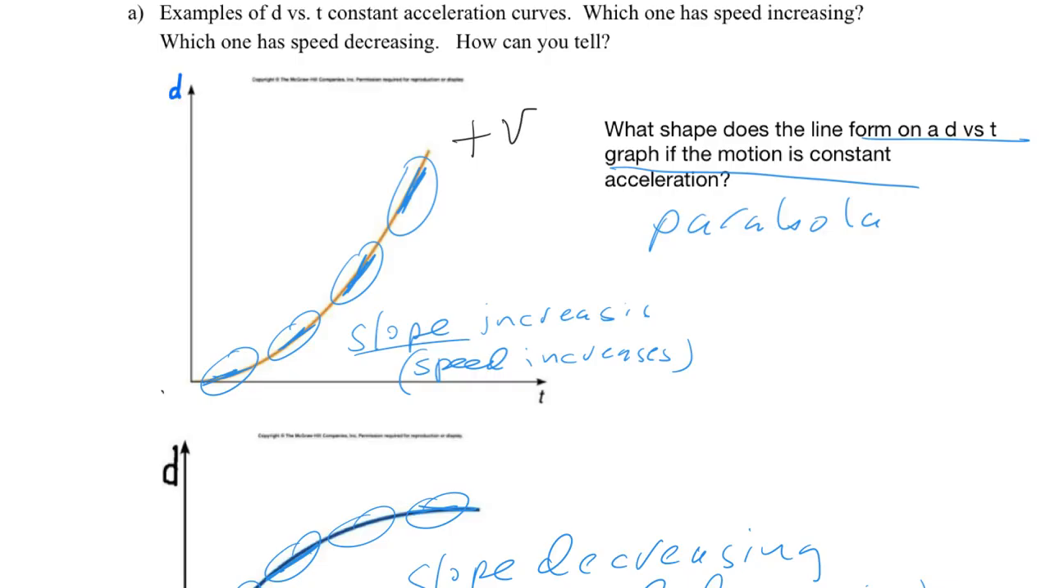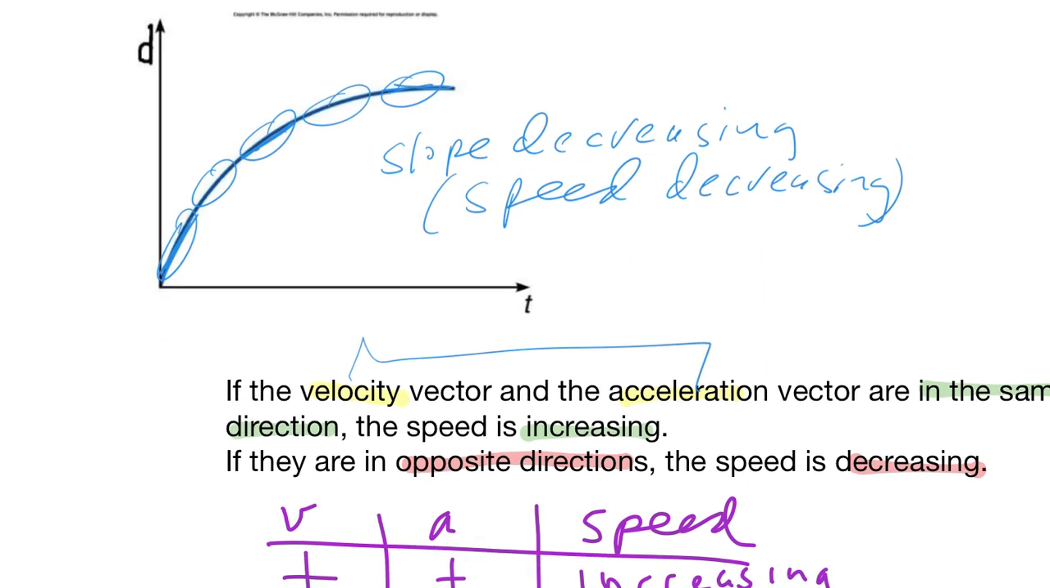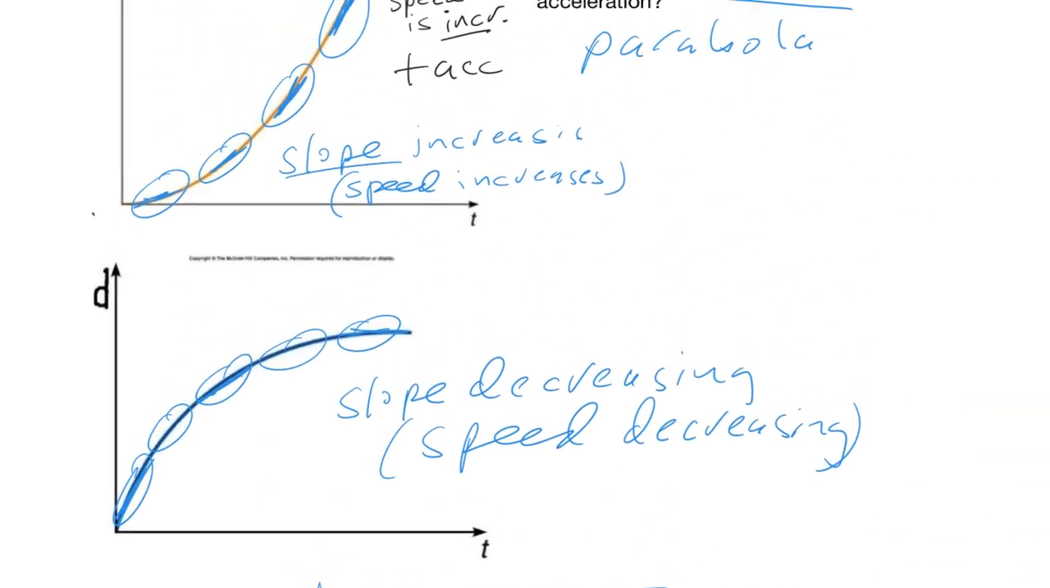Positive velocity, and the speed is increasing because the slope is going up. The slope is the velocity or speed. And so, therefore, this would be positive acceleration, according to that table that we just memorized before.